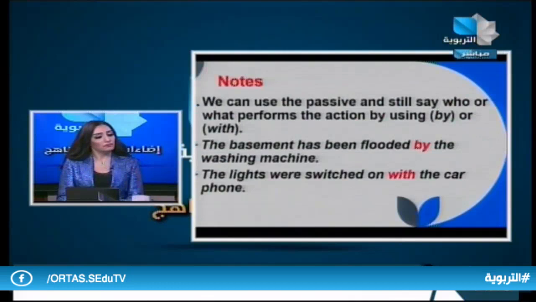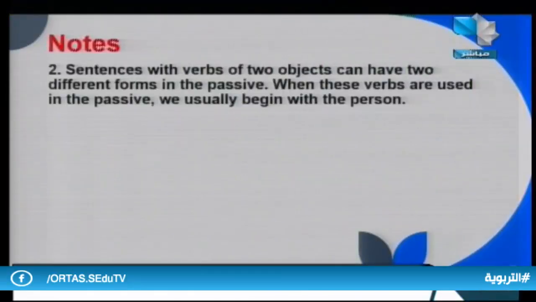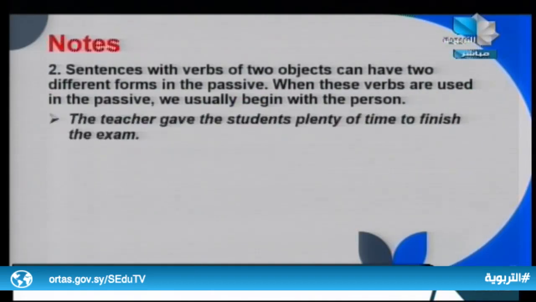Do we have other notes? Yes. Another note, number 2, sentences with verbs of 2 objects can have 2 different forms in the passive. When these verbs are used in the passive, we usually begin with the person. An example about this: the teacher gave the students plenty of time to finish the exam.